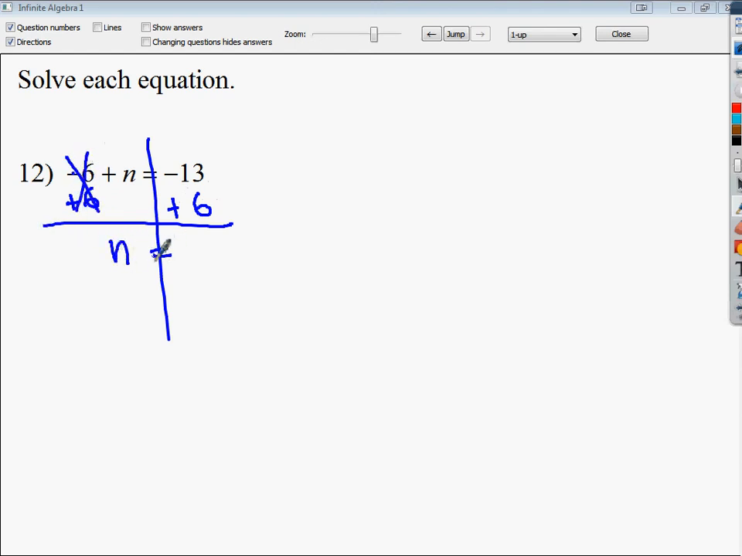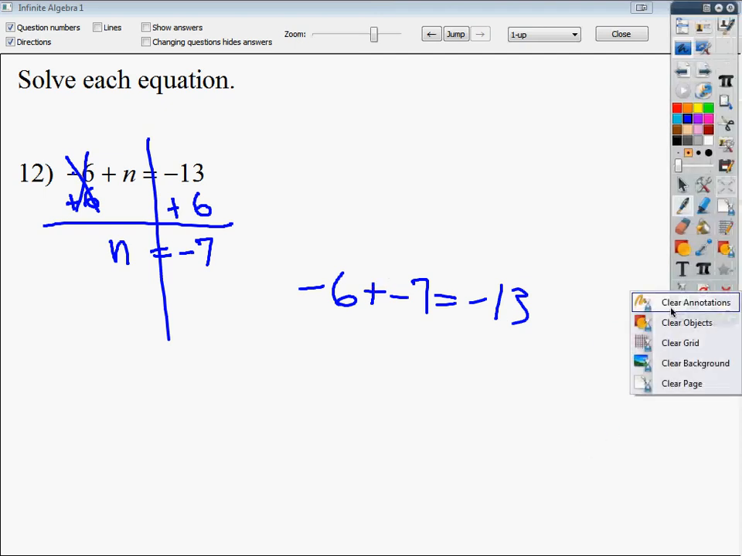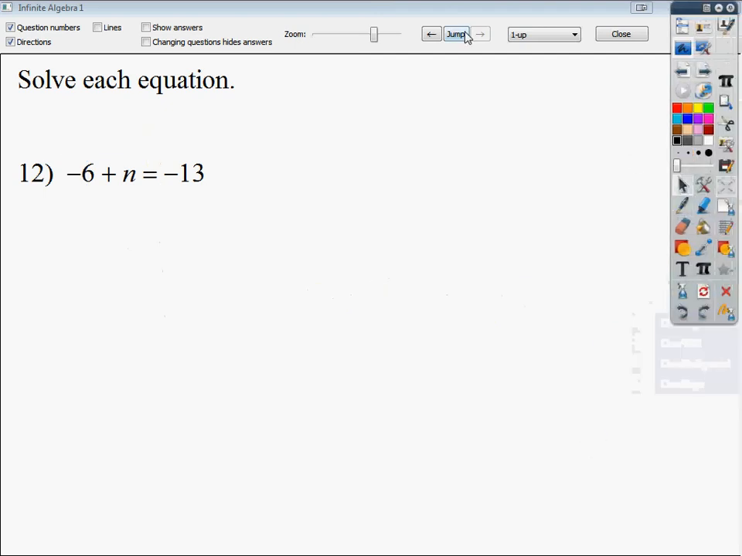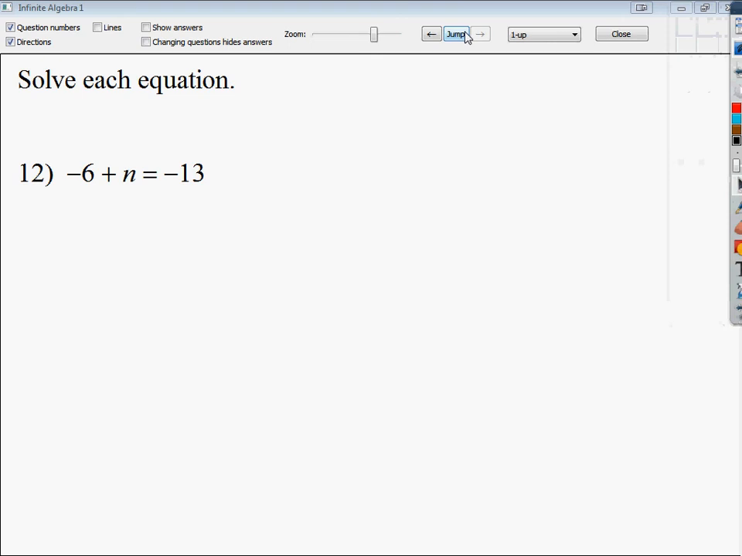n equals negative 7. Let's test to see if it's right. Negative 6 plus negative 7 does give me negative 13. So you can actually plug your answer that you get back in just to see if it works. So you can test your own problem, which is a nice feature of one-step equations, and it works for any equation, really. I don't know why I defined it as one step. So that's it. Just make sure you follow the rules. Draw a line down the middle, move things over using opposite operations, and everything should be good.